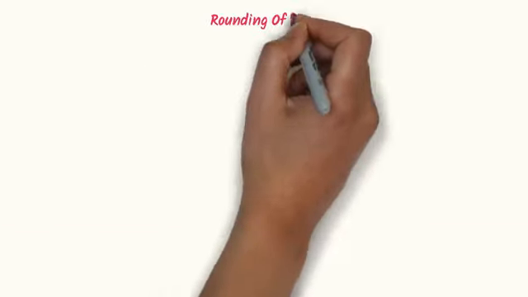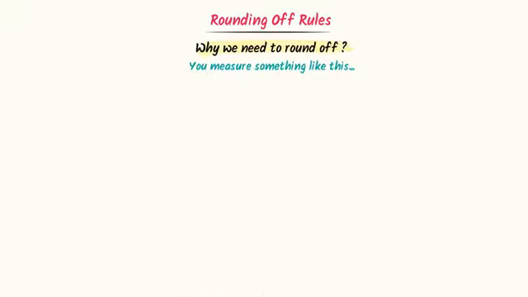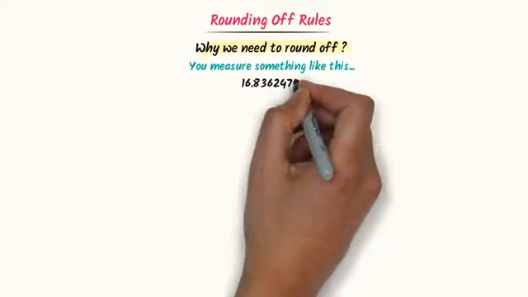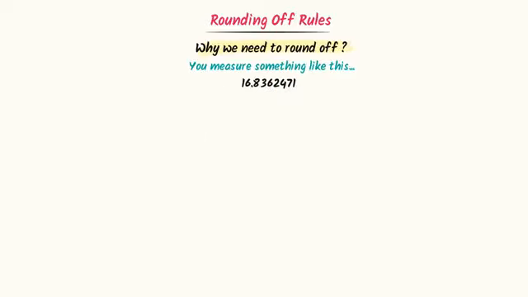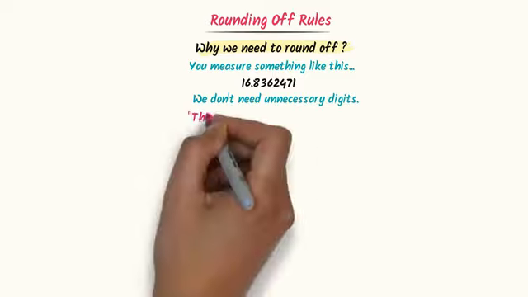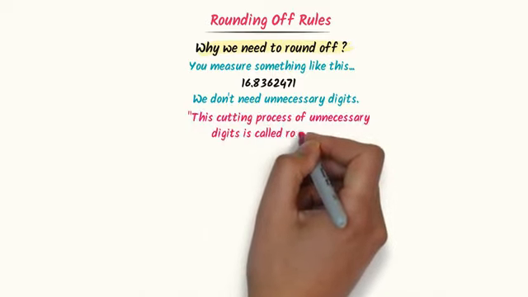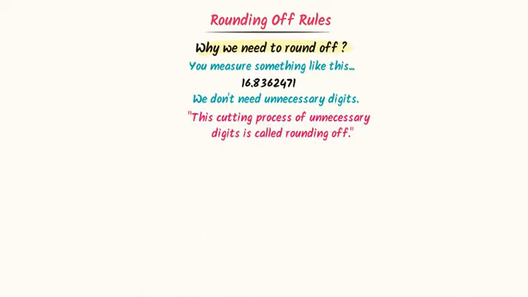Now we will learn rounding off rules for significant figures. The first question is, why do we even need to round off? Well, consider that you measure something like 16.863247. Now think about it. We need to cut the extra digits in this measurement. We do not need unnecessary digits. This cutting process of unnecessary digits is called rounding off.